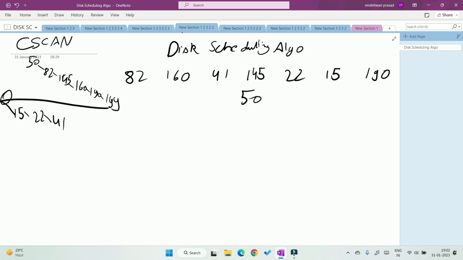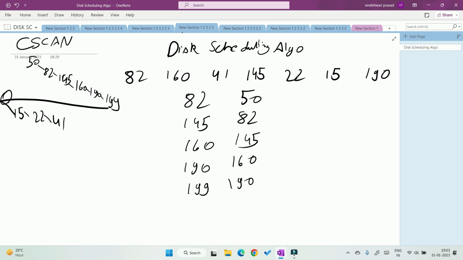So how will it happen? From 50, you go to 82. After 82 you go to 145. At 145 you go to 160. At 160 you go to 190. At 190 you go to 199. At 199 you go to 0. At 0 you go to 15. At 15 you go to 22. At 22 you go to 41.